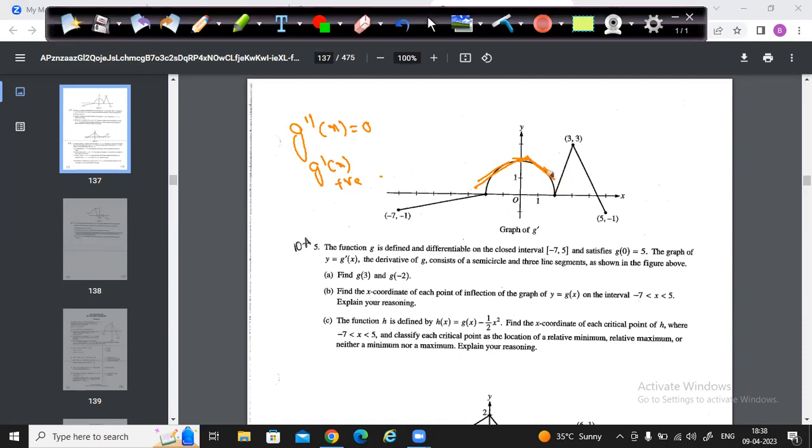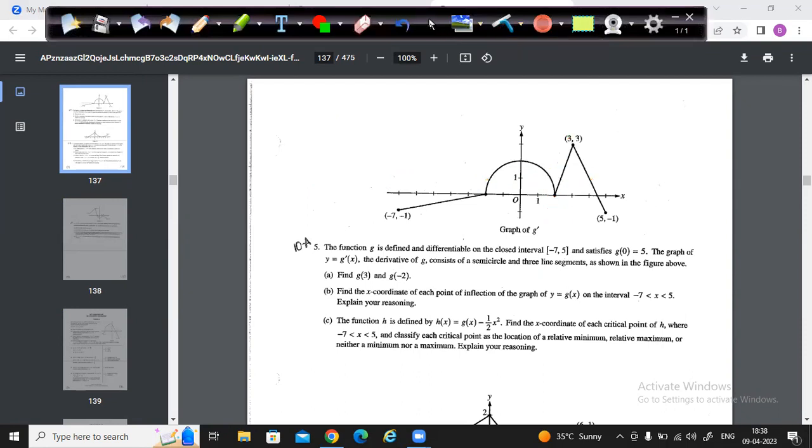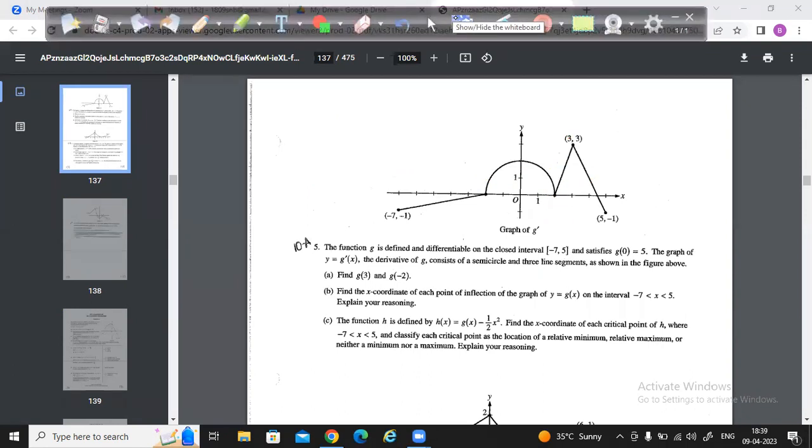So the second point is here. This is positive, negative. So 2 is the other point. If you take point 3, the derivative is positive and then the derivative is negative. So there are 3 points where the function g will have points of inflection, or g dash x is changing from increasing to decreasing at 3 points. One is 0, the other is at 2, the other is at 3. So we'll have 3 points of inflection: 0, 2, and 3, because those are the 3 points where the function is changing from concave up to concave down, or vice versa. Next.